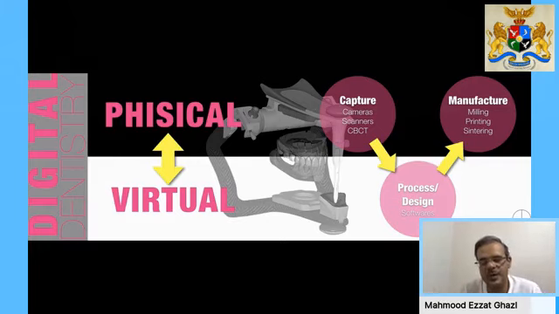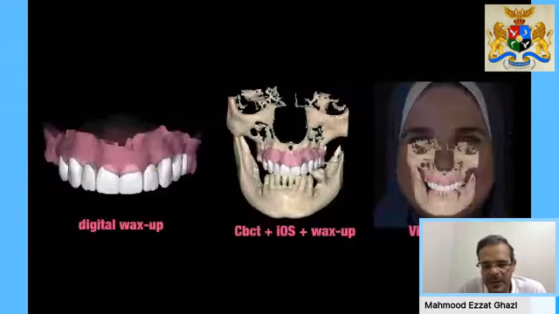This is where we process all the information we have so that we can give the final result to our patient. And then at the end, we manufacture our products, where we mill or we print or we sinter guides that help us to use this in the patient's mouth according to the plan that we have done. So this was a quick overview about digital dentistry.